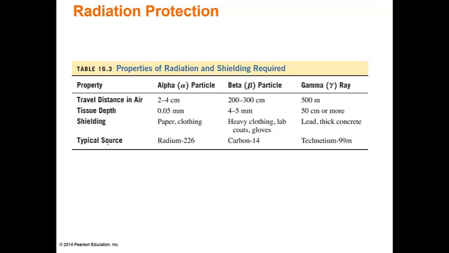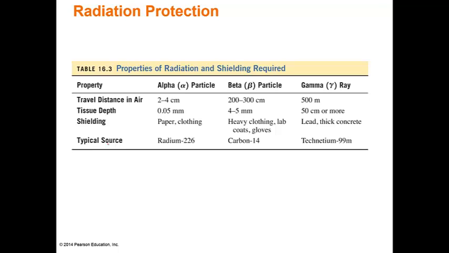Now beta particles. Now, I can get you, look at this. I've got 200 to 300 centimeters to work with, so almost 10 feet, and my beta gun is going to be pretty effective, okay? It does penetrate 4 to 5 millimeters, so that is definitely through your skin. But how do I prevent it? Well, heavy clothing, coats, gloves. Carbon-14 is an example of that.